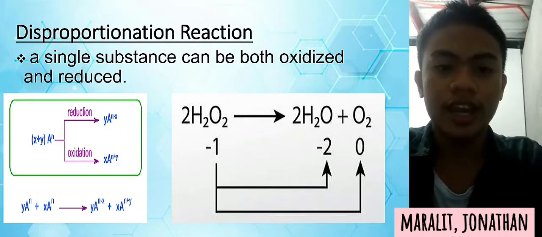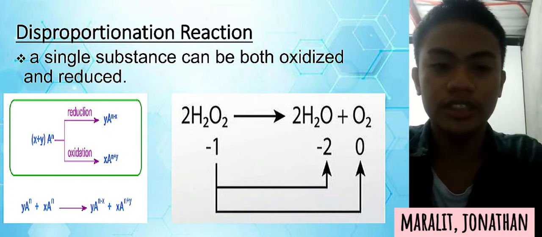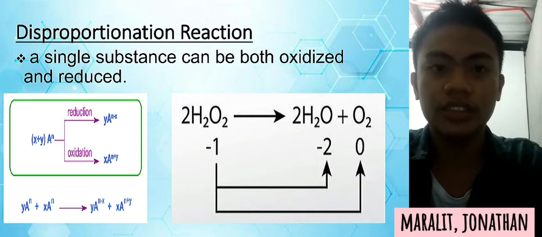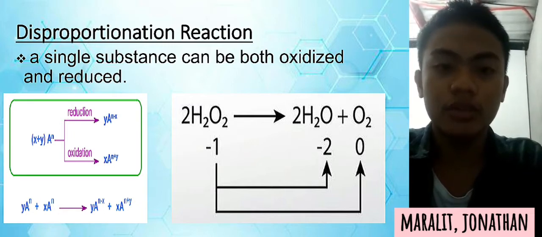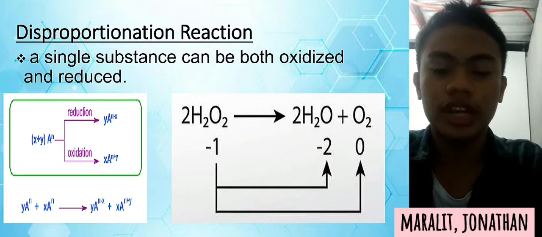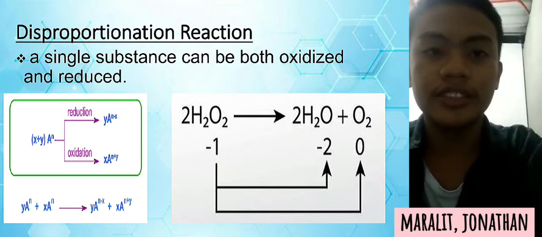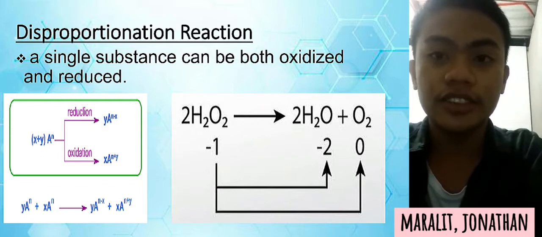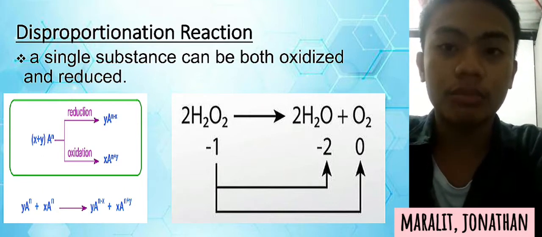Disproportionation reaction: a single substance can be both oxidized and reduced. One example of such a process is the reaction of hydrogen peroxide, H2O2, when it's poured over a wound. At first, it might look like a simple decomposition reaction because hydrogen peroxide breaks down to produce oxygen and water. The key to this reaction lies in the oxidation state of oxygen. Notice that oxygen is present in the reactant and both products.